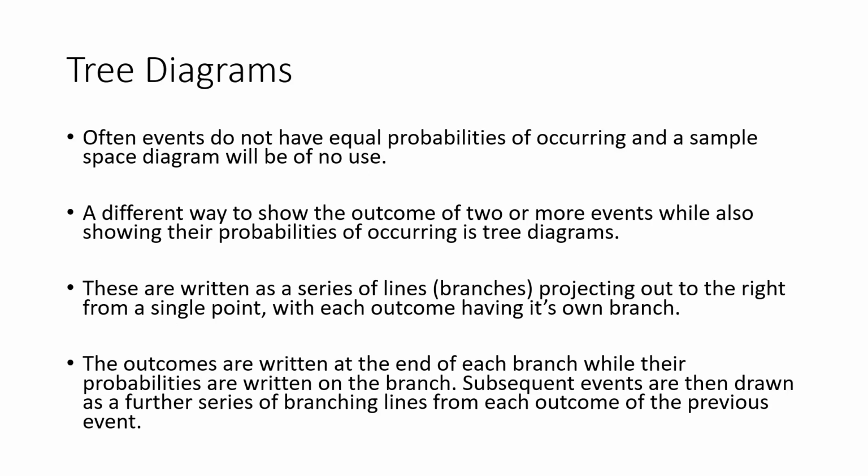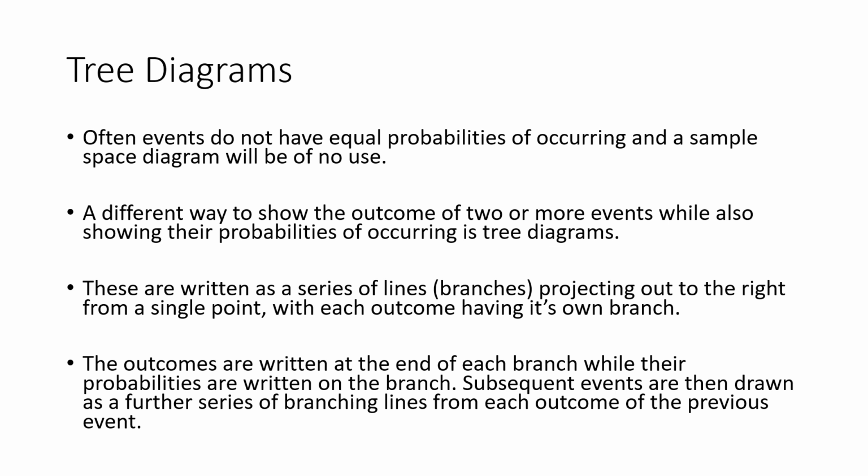Now, often events do not have equal probabilities of occurring, and therefore a sample space diagram wouldn't be much use to us. So a different way of showing the outcome of 2 or more events, while also showing the probabilities that are occurring, is tree diagrams. These are written as a series of lines which are branches which project out to the right from a single point, with each outcome having its own branch.